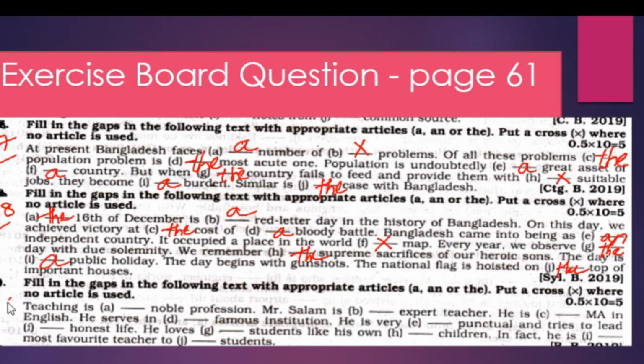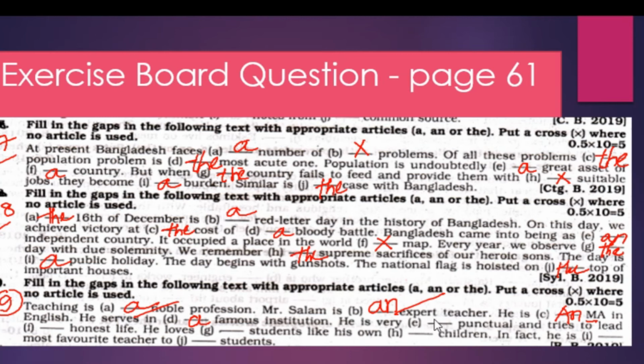Now let's solve number 9. Teaching is a noble profession. Mr. Salam is an expert. An expert. The first one is a consonant sound, and here it is a vowel sound. He is an MA. It is because though it is a consonant letter, it starts with a vowel sound, MA in English. He serves in a famous institution. A famous institution.